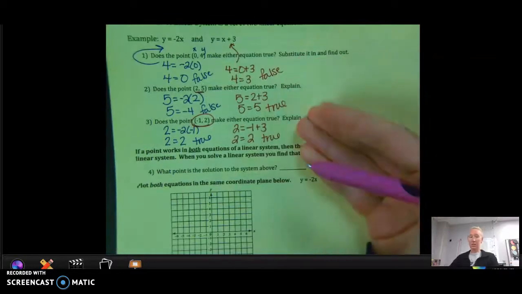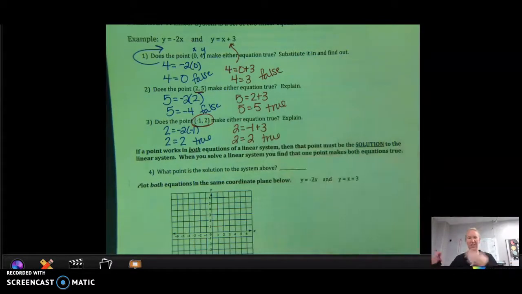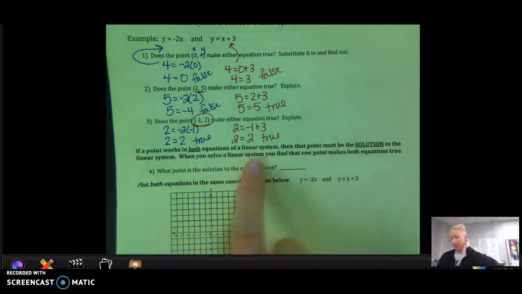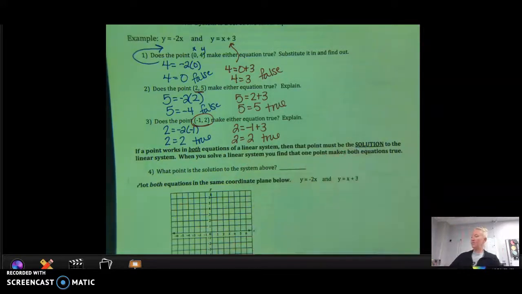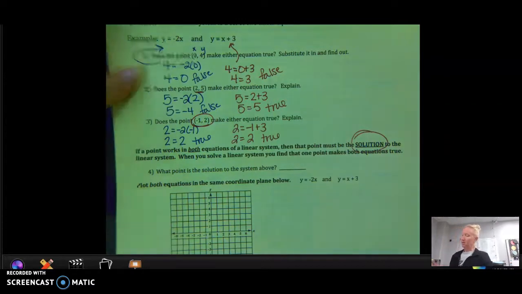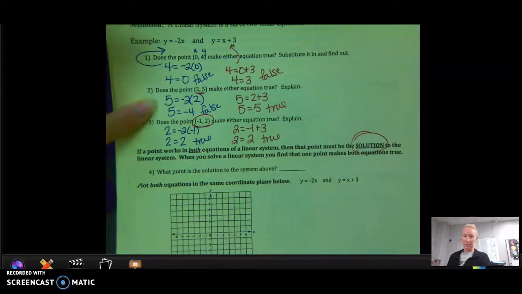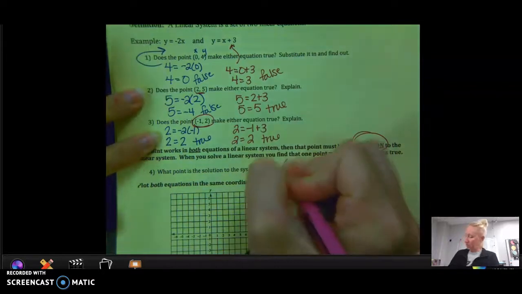So that's the first way you can solve these: just plug the numbers in if they give you a point. If a point works in both equations of the linear system, the point is a solution to the linear system. When you solve a linear system, you're finding the one point that makes both equations true. What point is the solution to the system above? Well, we said it's not number 1, it's not number 2, but it is number 3 because it works in both.